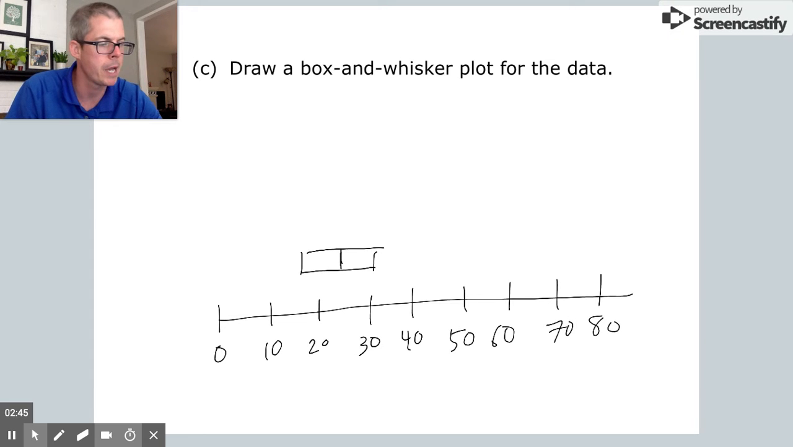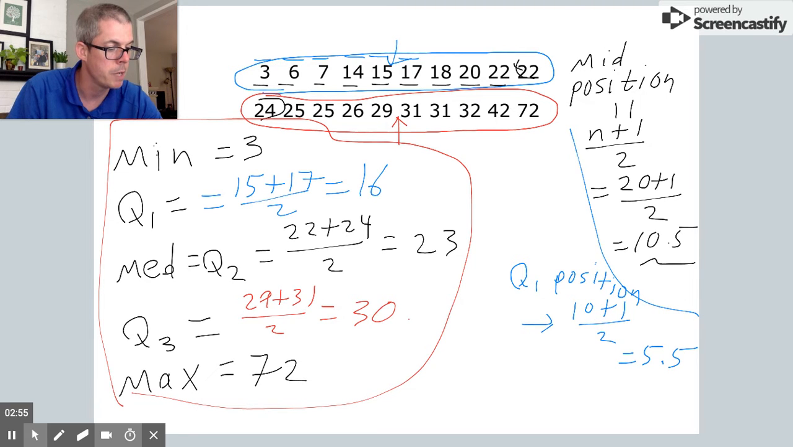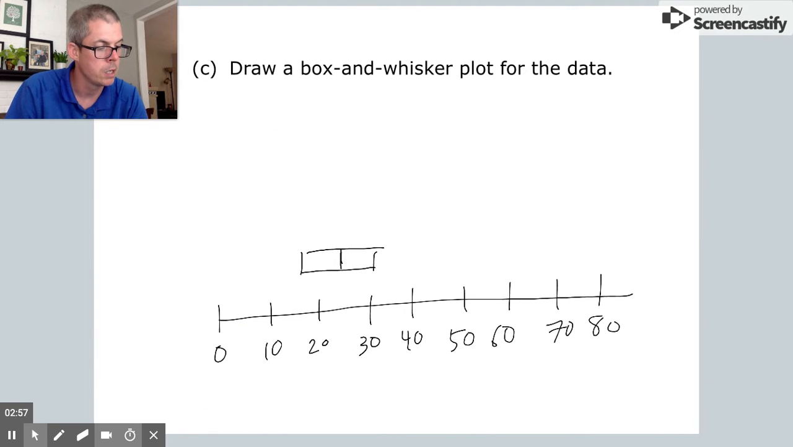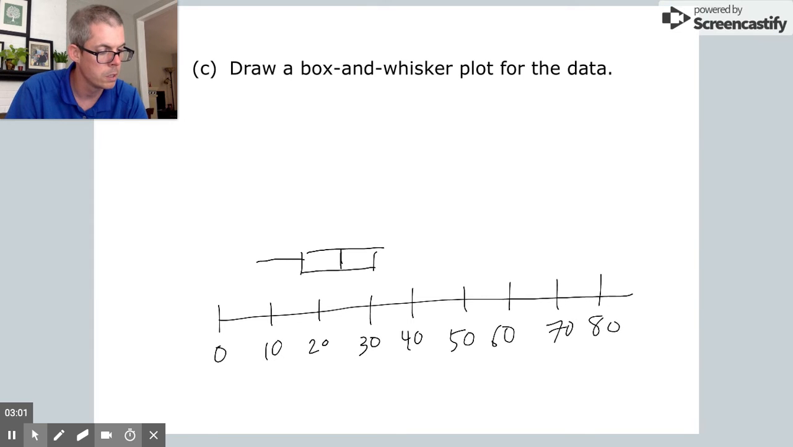So the min and the max were, the min was 3 and the max was 72. So let's head back to my box and whisker. I want to draw a whisker, which is just a line segment, emanating from the box and concluding at 3, and then another one heading out of the right side and going all the way to 72.